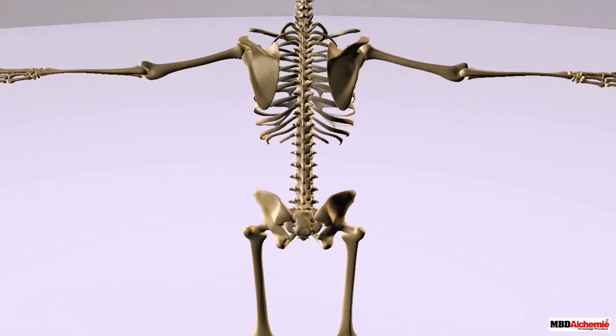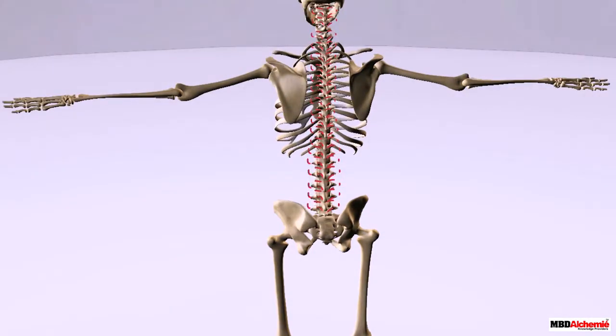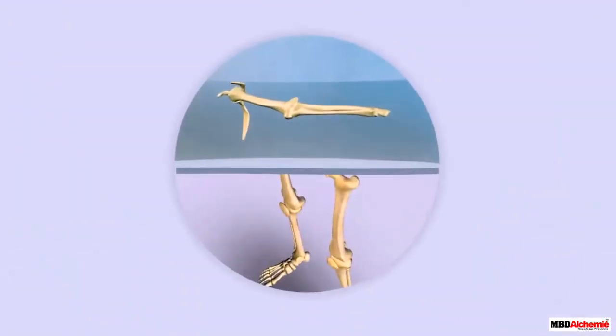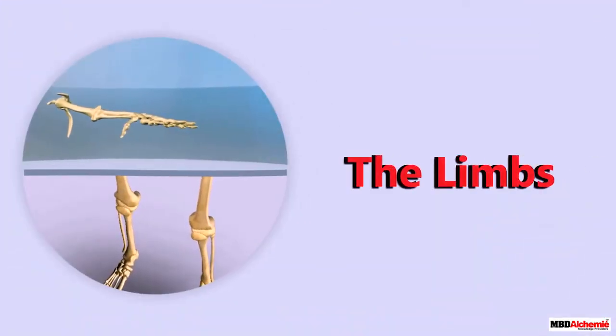The spine is made of 33 small bones called vertebrae. These small bones are joined to each other. It is this bone by which the rib cage is attached. The limbs constitute the last part of the skeleton.